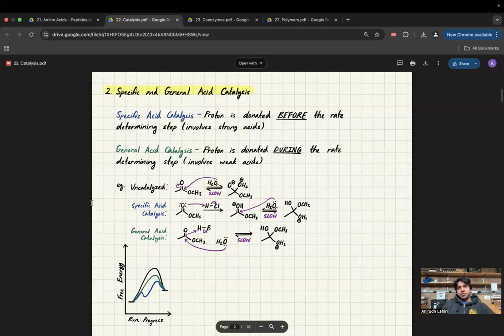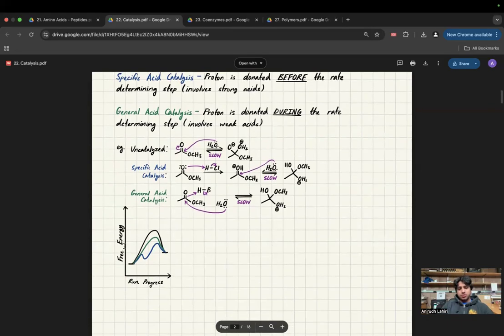So all it is the difference between H plus strong acids, hydronium ions, H3O plus, versus in general, we just have to increase the amount of weak acid, right? So the pH doesn't have to change to make it faster. Okay, cool. So these are some examples of uncatalyzed, specific acid catalyzed, and general acid catalyzed, right? Uncatalyzed, we saw in the previous chapters that it was really slow. Specific acid catalysis, we make this center more electrophilic, which makes for a better attack, right?